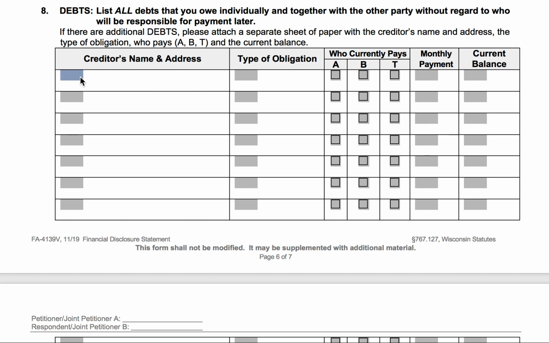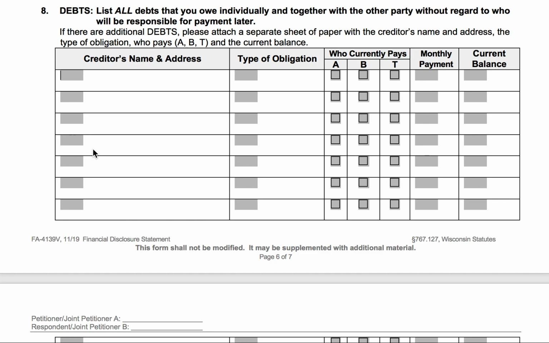In the very unlikely situation that you have no debts at all, you're just going to put none in this first box, you're going to spell none right, and that's it. But for most people, you're going to have some debts. So what are some examples of debts that you might have?